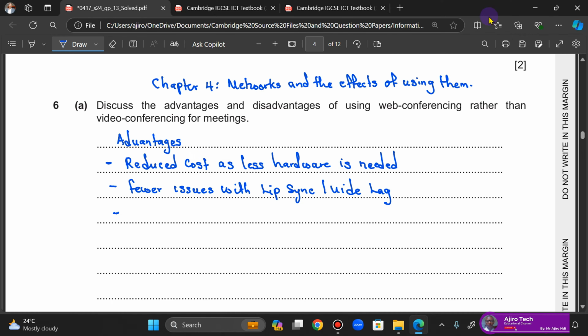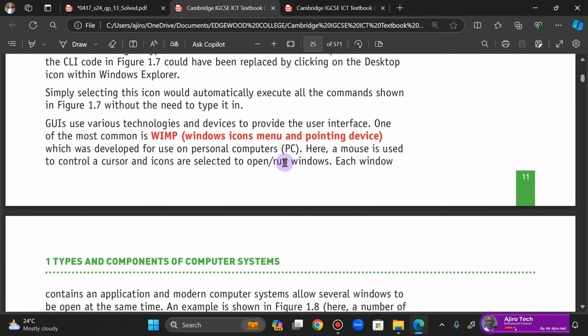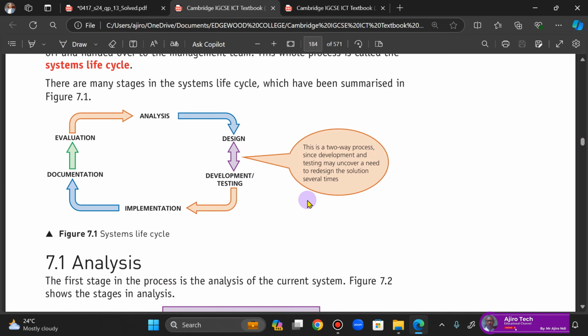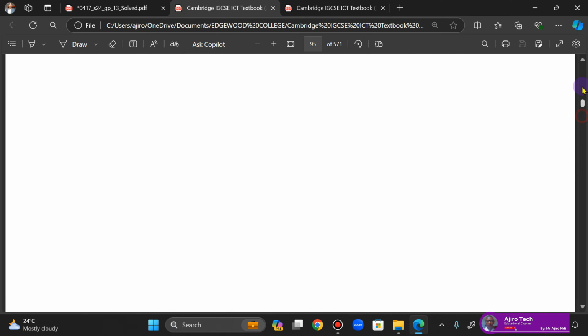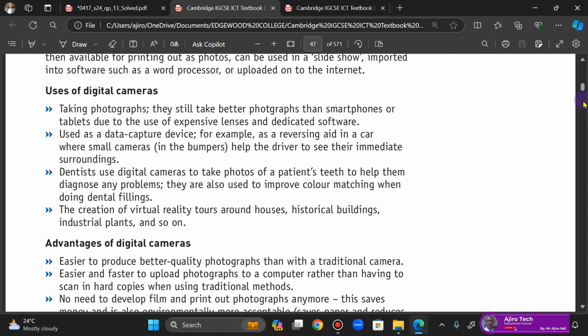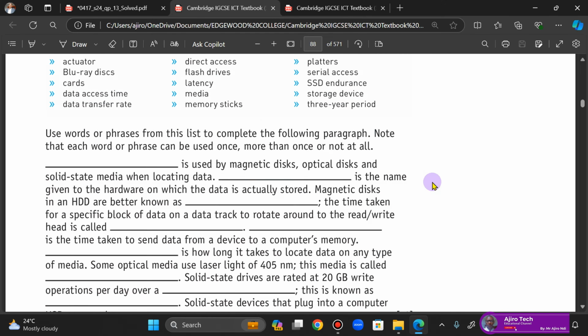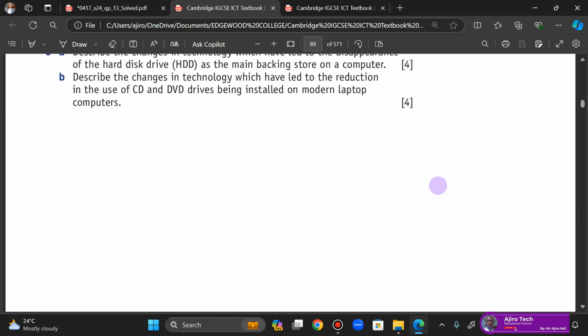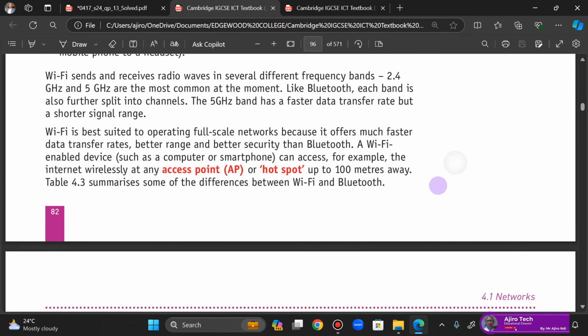Now there is more flexibility here for web conferencing, because you can decide to make it audio conferencing or video conferencing. Let me show you from the textbook, chapter 4, so you can see this with me and we can learn together. Please let me know in the comment section if you are learning. That's the beauty of Ajiro Tech, there's always something to learn. We're not just solving a past paper, we are learning together. So you're having fun with it.